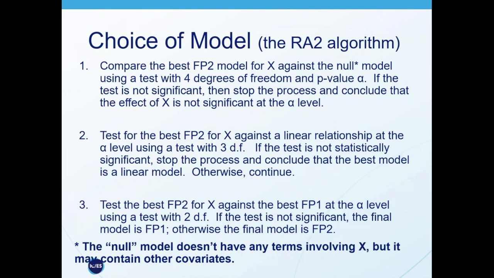Otherwise, I have to turn to test number 3, where I decide whether I need 2 powers or just 1 power. And that's a test, again, comparing the deviances, now a test with 2 degrees of freedom. If this test is not significant, I have my FP1 model. I just need 1 power. If this test is significant, I'm going to use the FP2 model.